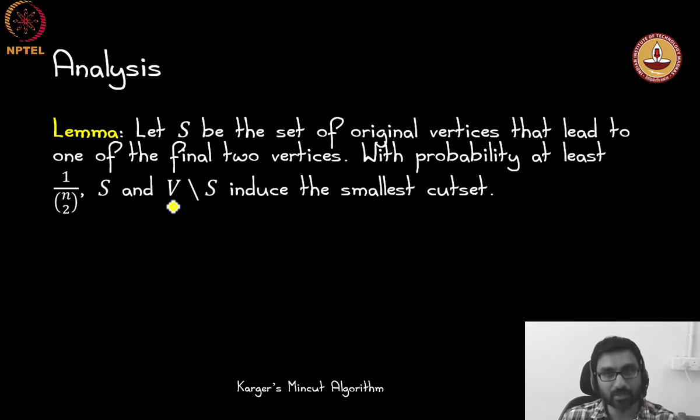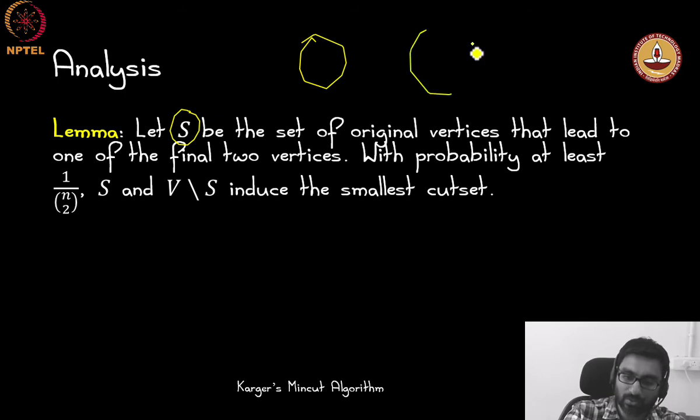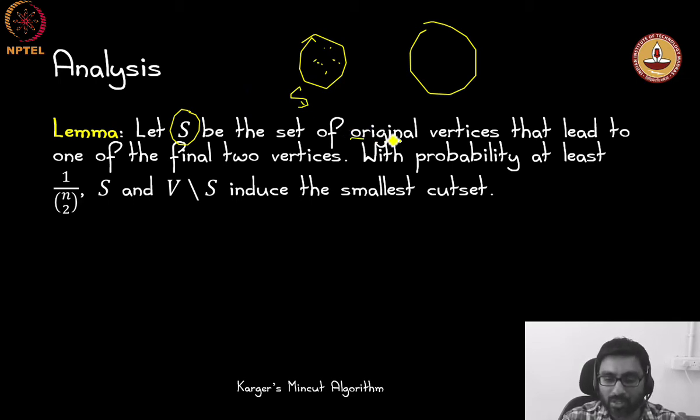Okay, but of course that is not at all guaranteed. It's a probabilistic thing, and you need to be able to show that this happens with some reasonable probability. So let's try to analyze that. Okay, so what is it that we are going to prove? Let S be the set of original vertices that led to one of the final 2 vertices. So remember, the algorithm ends with 2 final vertices, and let S be the set of original vertices that led to one of the final 2 vertices.